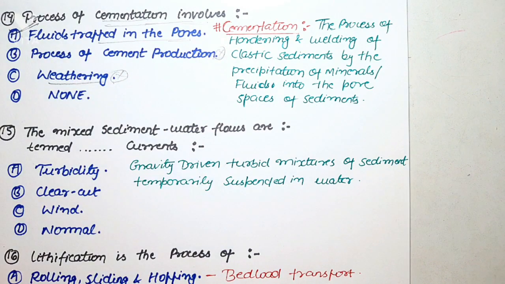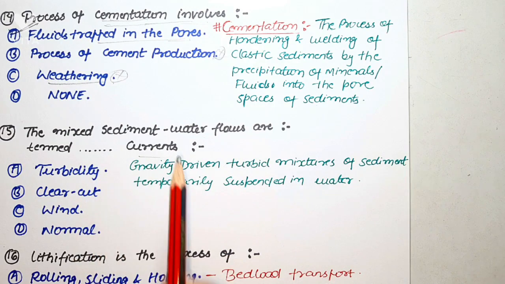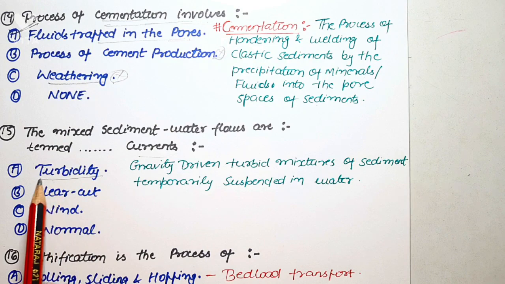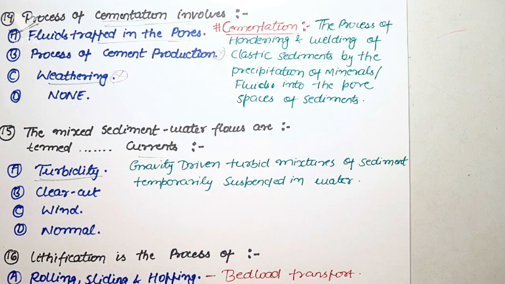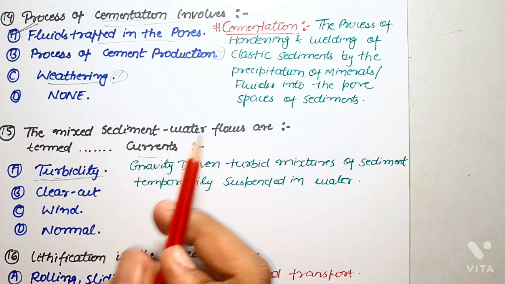Now the next question says, the mixed sediment water flows are termed as currents. The first one is turbidity current. Turbidity current is clearly a gravity-driven turbid mixture of sediment that is temporarily suspended in water. So this is clearly the definition of turbidity current, in which mixed sediment water flows are present.